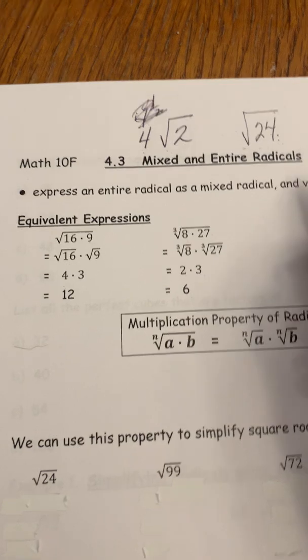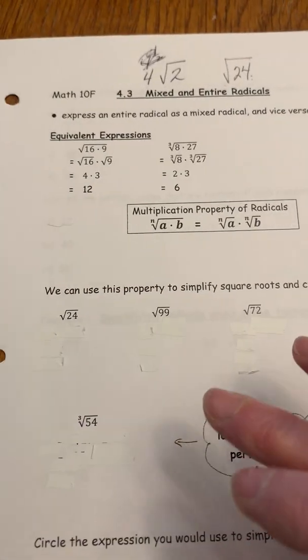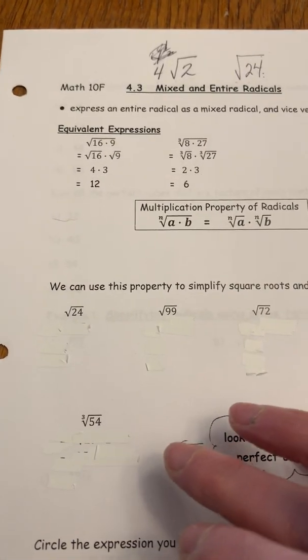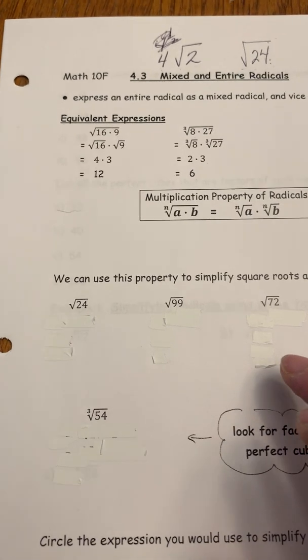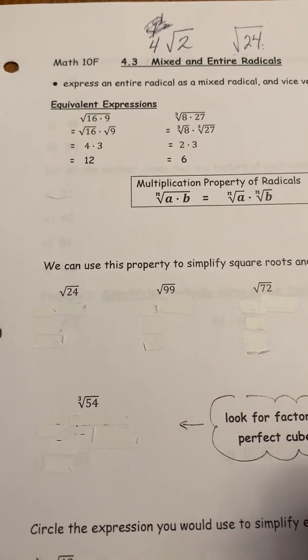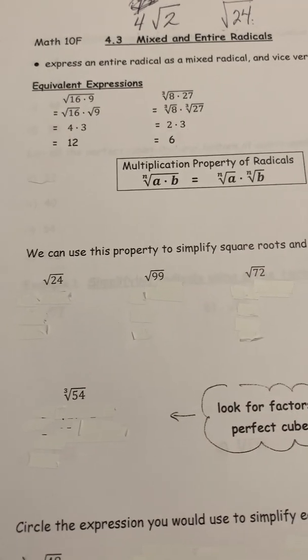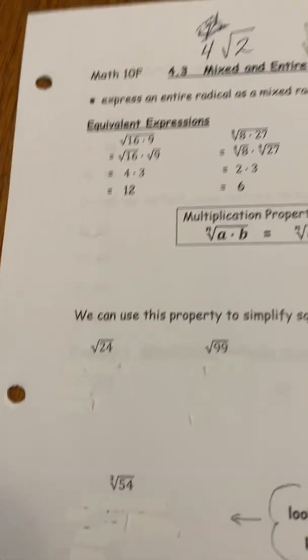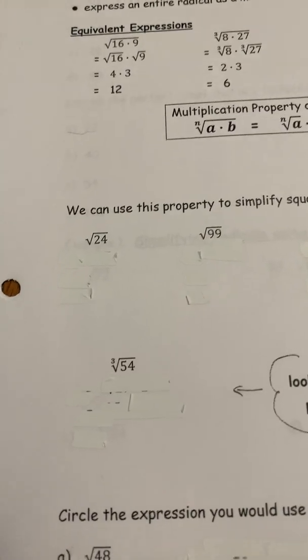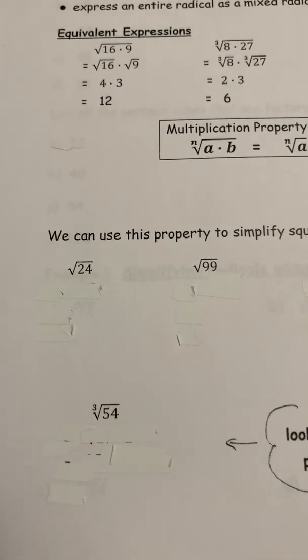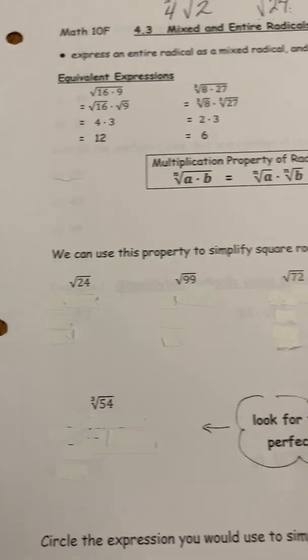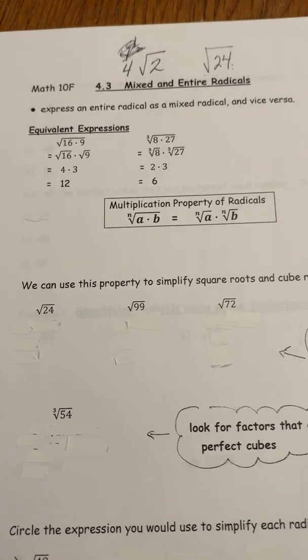Before we get started, I'm going to show you two different ways to approach these mixed to entire radicals. One of them is going to be knowing your perfect squares and your perfect cubes, but we're going to be getting to fourth roots and fifth roots, and we don't know those numbers necessarily. So we're going to fall back on some prior knowledge, and we're going to be able to do these. So here we go. We're going to be able to use this property to simplify square roots and cube roots.